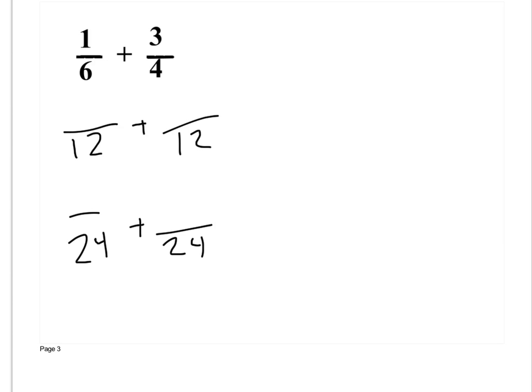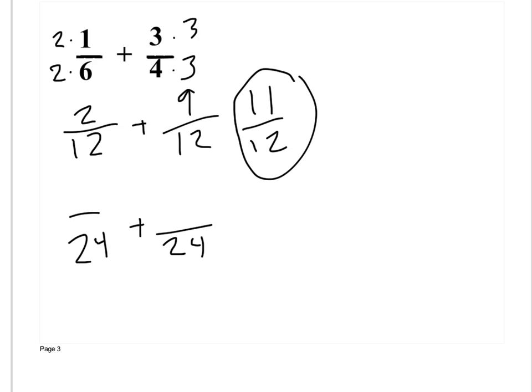1/6. What did I do to 6 to make it 12? Multiply by 2. I multiplied 4 by 3, so I multiply 3 by 3. 3/4 is equal to 9/12. I add those, we get 11/12. Does that reduce? No, because 12 is my least common denominator.